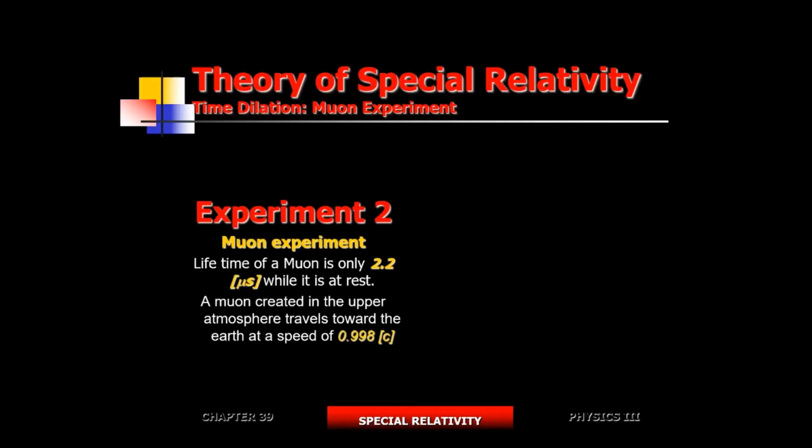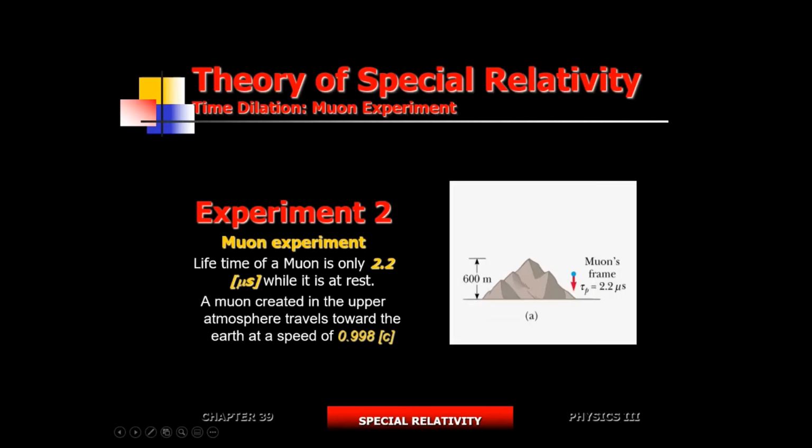So they are created in the upper atmosphere by energetic particles colliding with air molecules. They come into existence briefly for 2.2 microseconds, and then they vanish. The muons are created in the upper atmosphere, and they would be traveling at about 99.8% of the speed of light at the time of their creation. So they exist for 2.2 microseconds while traveling at 99.8% of the light speed.